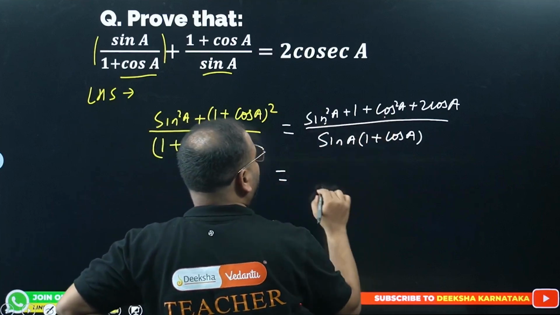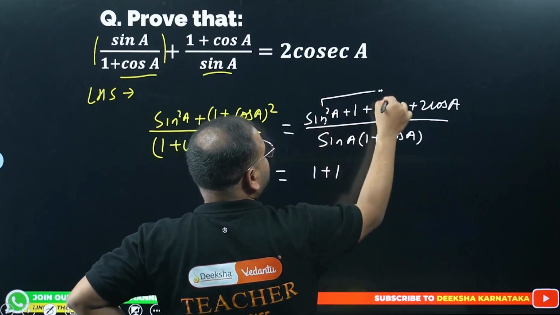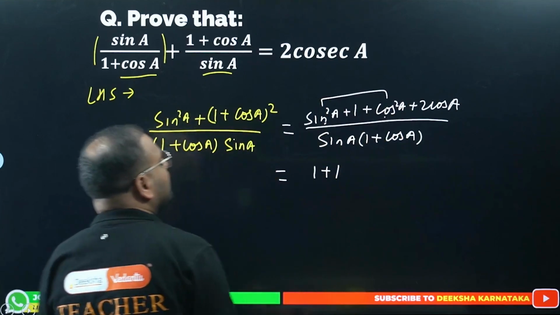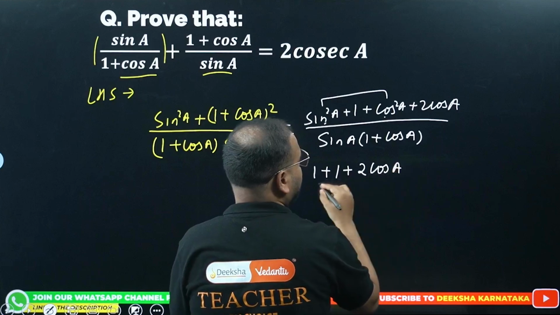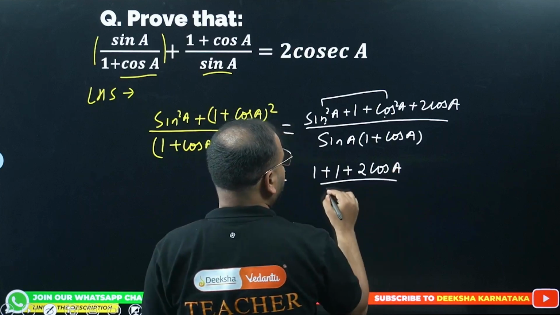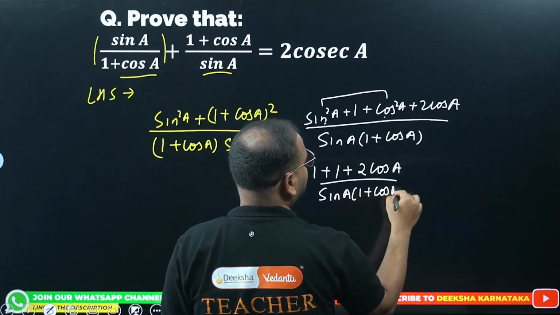Sin square plus cos square is what? 1. And this 1 will be 1. These two have clubbed together. So 1 plus 1 is 1. Okay, 1 plus 1 is 2. We'll do it next step. 2 plus 2 cos A, divided by sin A into (1 plus cos A).